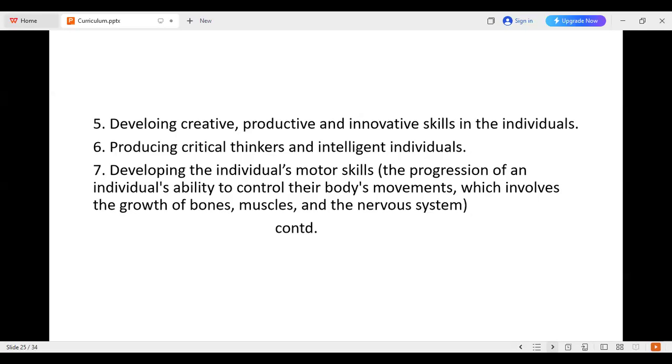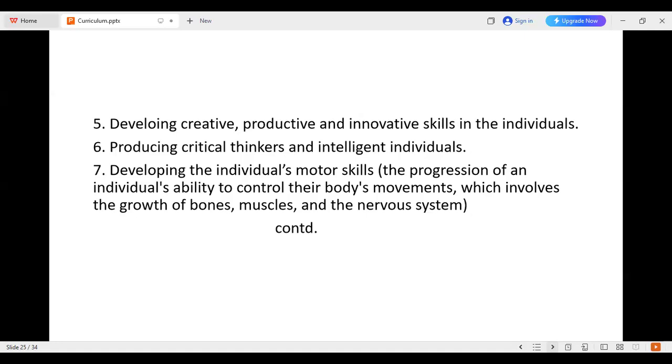Creative citizen, the 6 education goals they had developed. Producing creative citizens, producing productive citizens, producing innovative citizens, they had included. But unfortunately, those education reforms they could not implement due to various reasons. But now, the present curriculum, they expect it should focus on creativity, innovation, productivity in the skills development of the individuals.